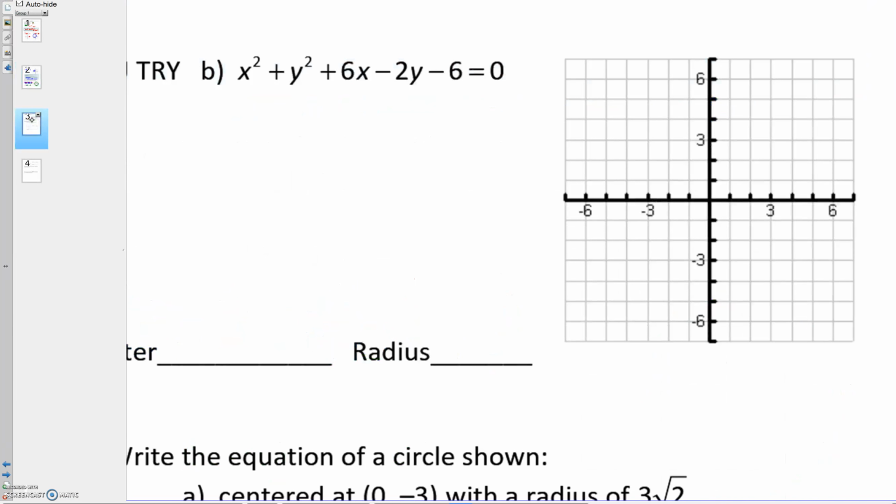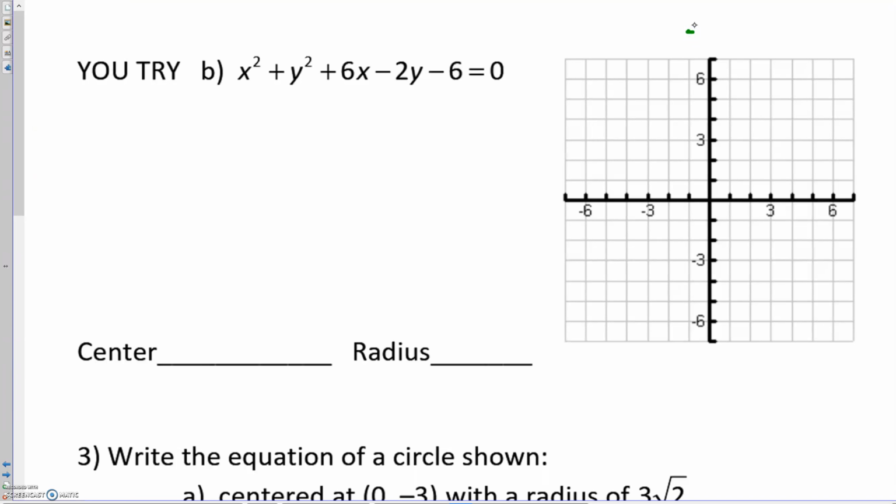So on this next page, I have a you try. So you try this one. And again, pause this video and then check back to see what's happening here.